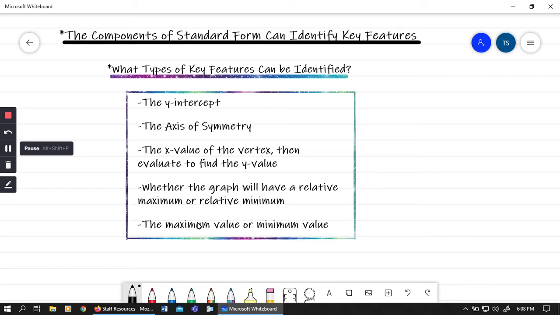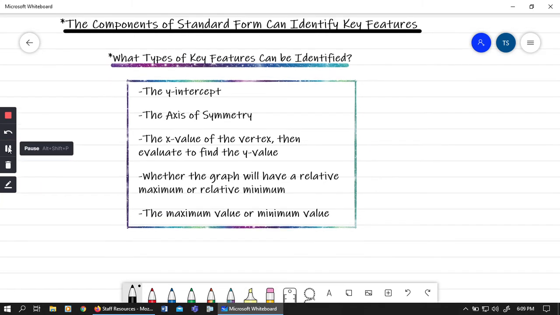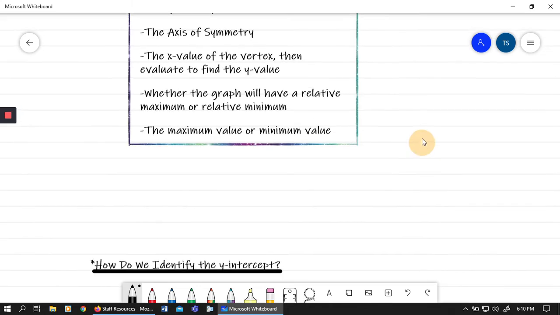Do I really have to say it, folks? Of course I'm going to say it. If you don't know what those things are, we're going to explain those to you. So we're going to try to go in that particular order. And we're going to talk about first how to identify the y-intercept from that standard form of a quadratic function. All right, so we'll go in that order.